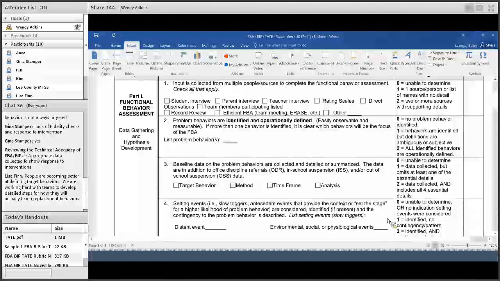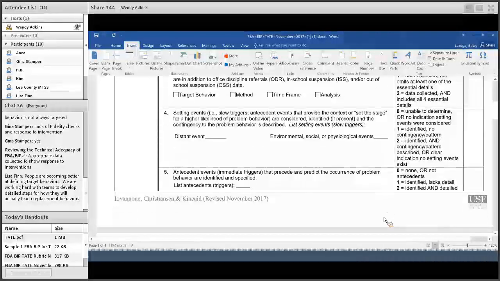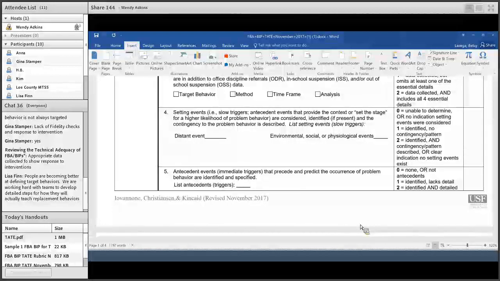Now, not every student has a setting event, and we don't have enough time to go into what a setting event is. If you recall on that one slide, this is an area where we get continual low scores, and mostly it's because people don't understand what a setting event is. It is what we sometimes call a distal trigger. It's something that isn't there every single day, so it is not the setting. I know that people like to say it is the setting because it's called a setting event, but it's not. The classroom, the hallway, those are locations.